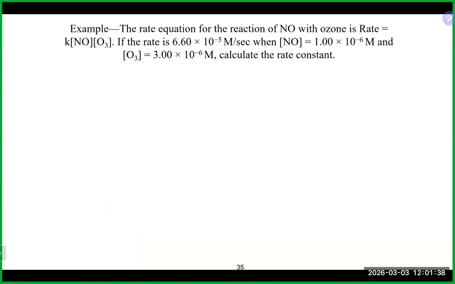All right, so the rate equation for this reaction is the rate is equal to K times NO times O3. If the rate is 6.6 times 10 to the minus 5 molar seconds, when the concentration of NO is 1 times 10 to the minus 6 molar, and for O3, 3 times 10 to the minus 6.